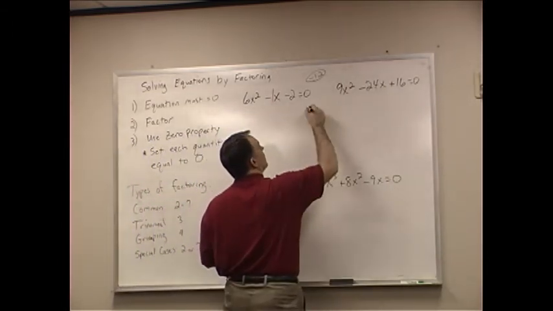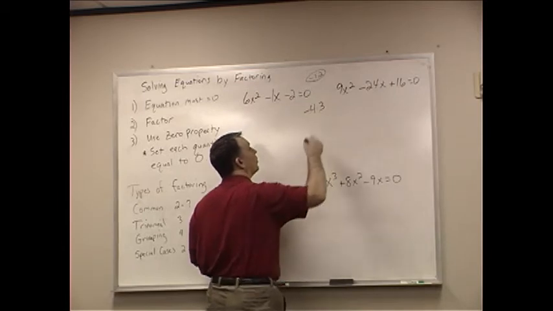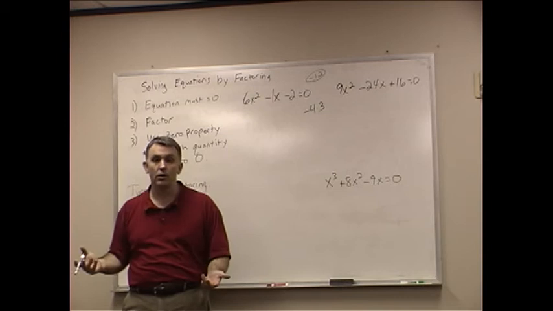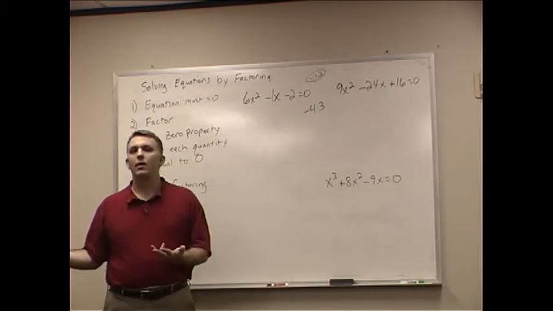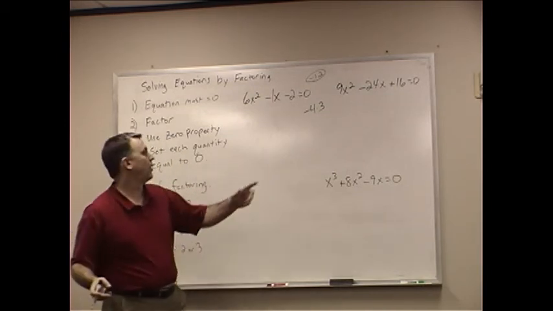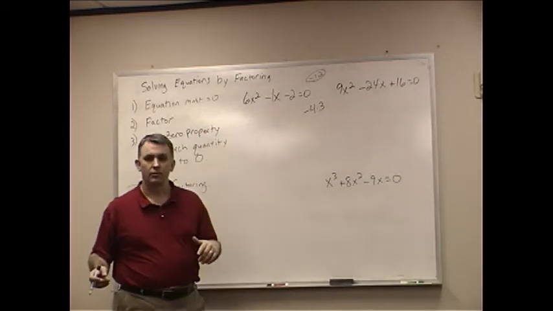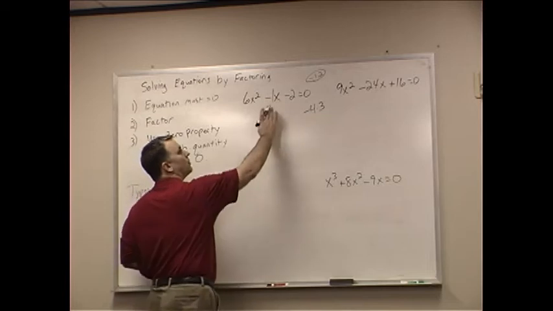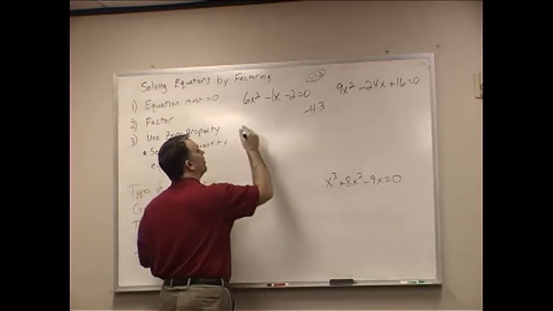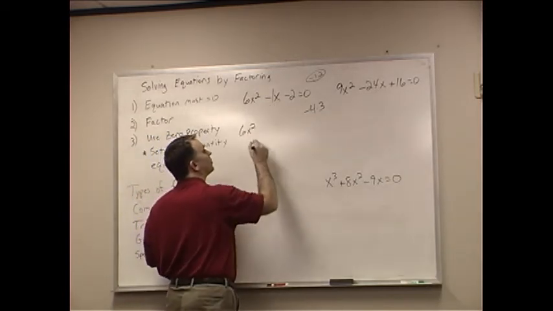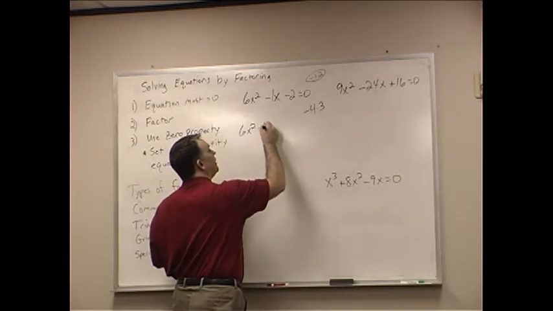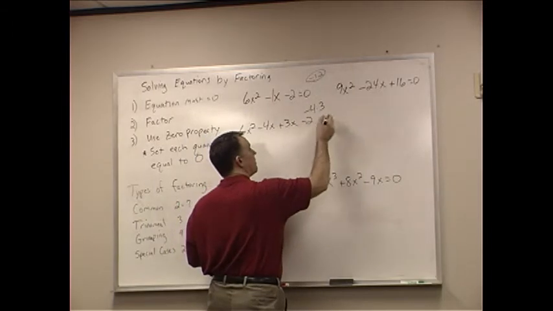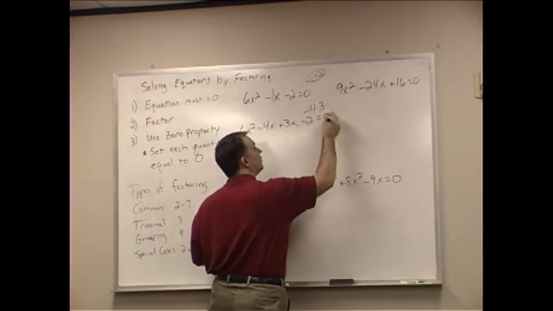Hopefully many of you are thinking, hey, what about negative 4 times 3? Now there's lots of factors, negative 6 times 2, but negative 6 plus 2 adds up to negative 4. That doesn't help us. Negative 4 times 3, that adds up to negative 1. Alright, we're going to break up the middle term. It'll be 6x squared, and we're going to write minus 4x plus 3x minus 2 equals 0.